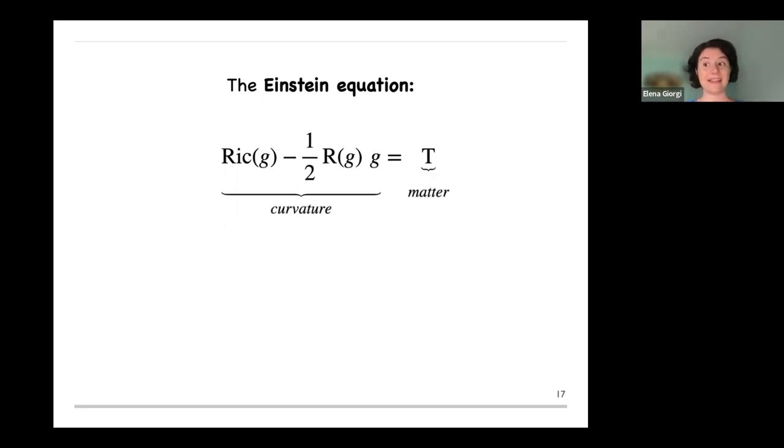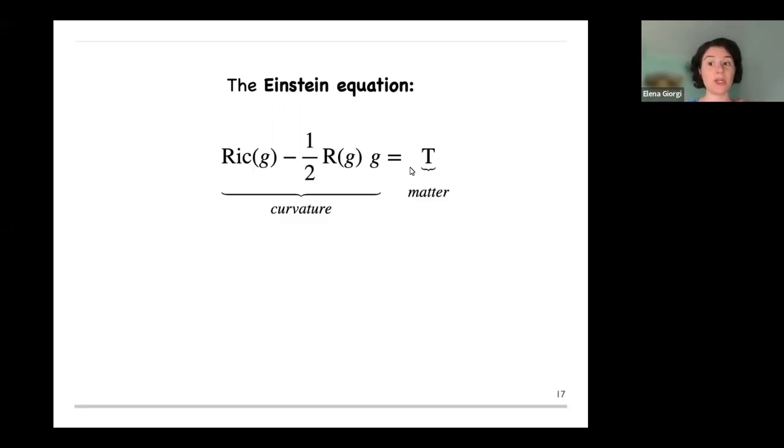Well, the left-hand side of the equation are somewhat involved quantities that encode how curved the space-time is. Those are called Ricci curvature and scalar curvature of the metric G. While on the right-hand side, the quantity T is called the stress-energy-momentum tensor, and it encodes all the information about the matter present in the universe.